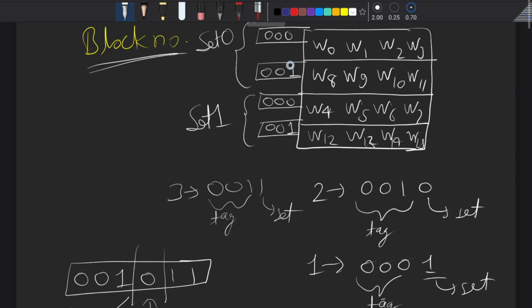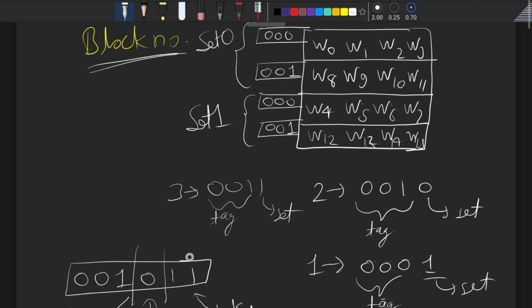Now after coming in set 0, the CPU will be looking at each tag simultaneously as it used to do in the associative mapping. So first it will look at this tag, that is 000, which doesn't match, and then it will look at this tag, which is 001. It matches this. Then we will look at this block offset to know what was the exact word it was looking for.